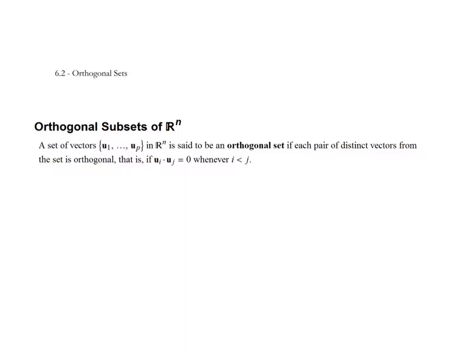Now, if you consider the elementary basis, i hat, j hat, and k hat, i hat's entries are 1, 0, 0. j hat's entries are 0, 1, 0. And k hat's entries are 0, 0, 1. If you take the dot product of any pair of those three vectors, they will in fact be orthogonal to each other, so that set of vectors is an orthogonal set.